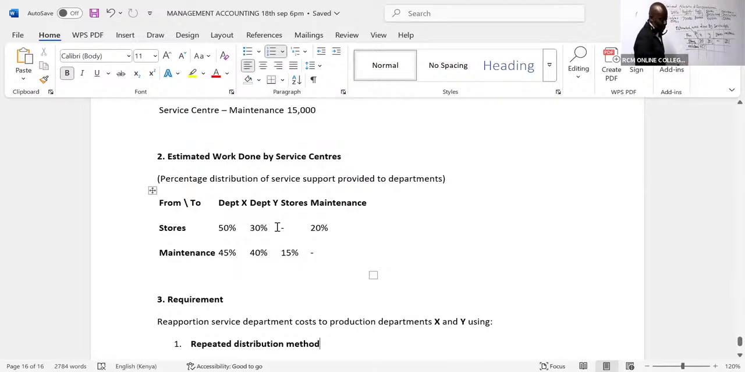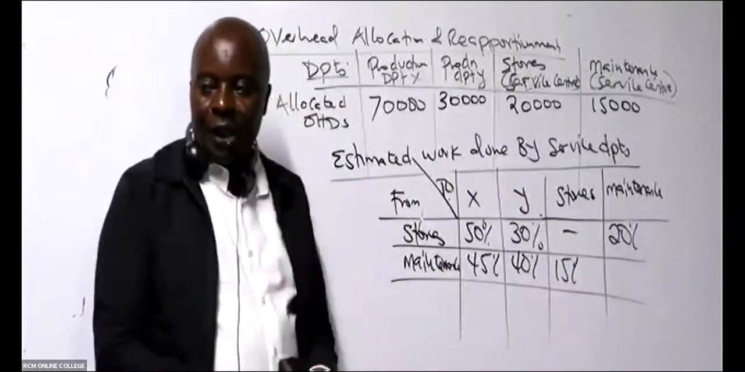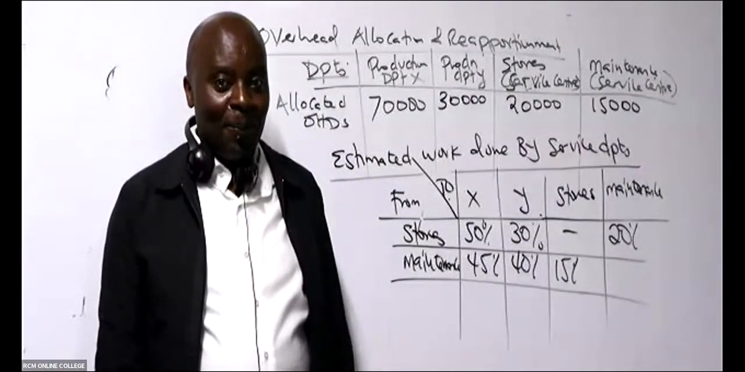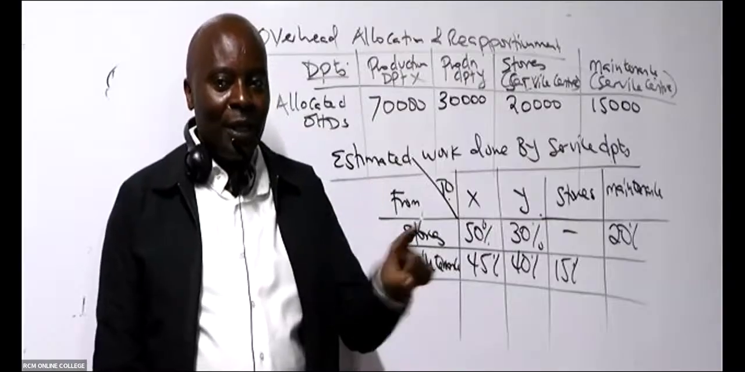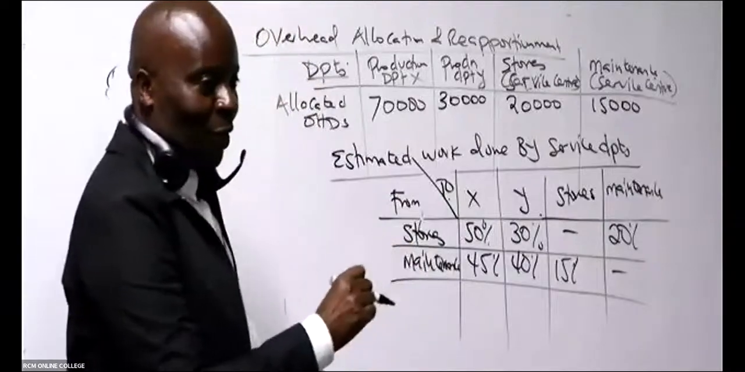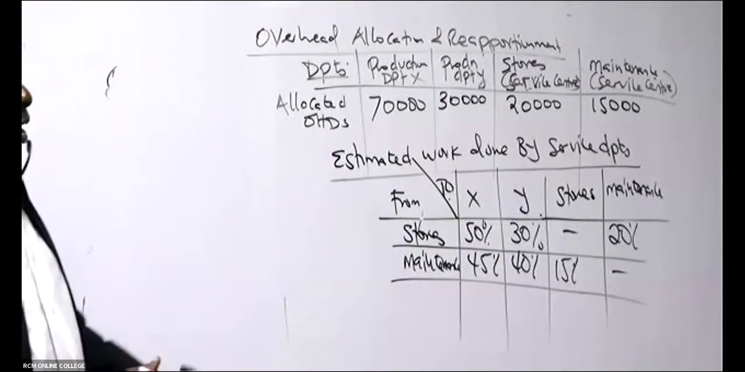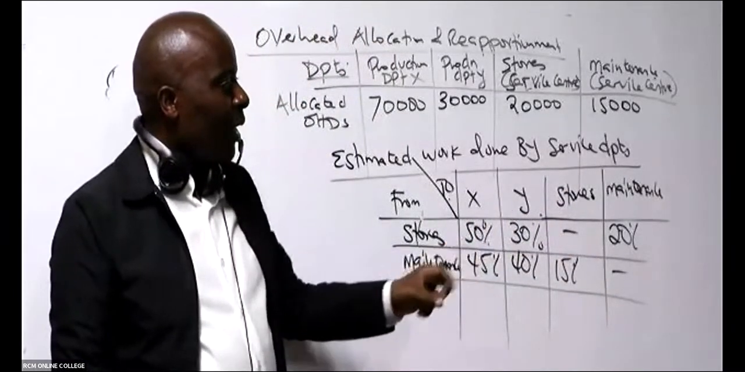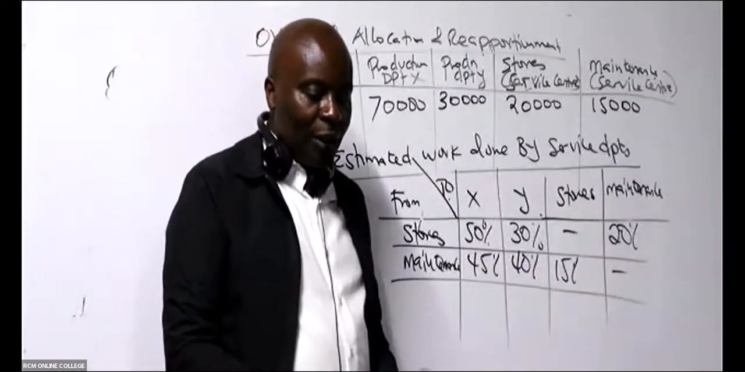And then stores is giving maintenance 20%, meaning that we've been able to account for stores 100%. Then maintenance, 5% here, 40%, and lastly 15%. What do you think we shall write here? Maintenance to maintenance can never serve itself. Dash. Even if they give you a figure, you shall assume it's 0. Stores to stores as well, 0 or dash.